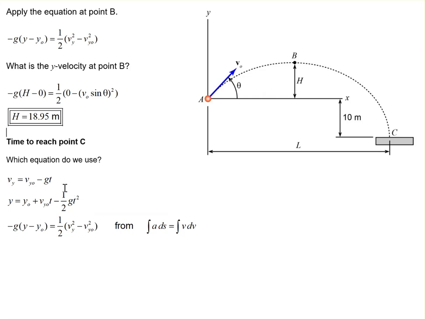All right, so now let's determine which equation we should use at C. We used this third equation to find the position at B, but what should we do to find the time it takes to reach C? Well, we need an equation that has time in it, and we do know the position. So let's go ahead and use this equation and apply that at point C.